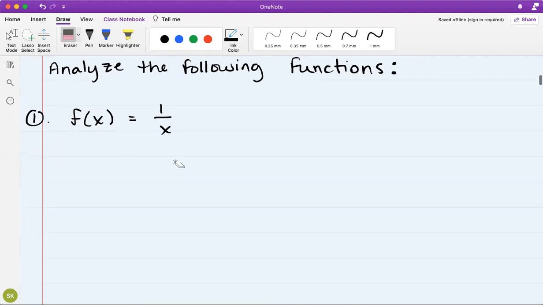So let's start with this one. f of x is 1 over x. Now let's remind ourselves what this function looked like. So I'm going to do a really quick sketch. Okay. So if you recall, and I'm also going to graph this on a graphing calculator so you can see it a little bit better.